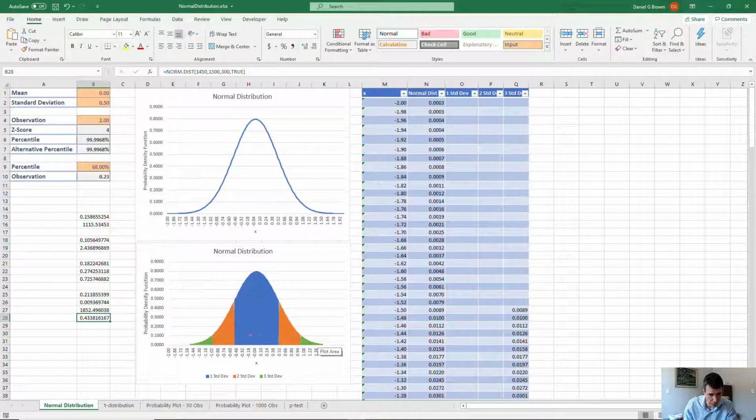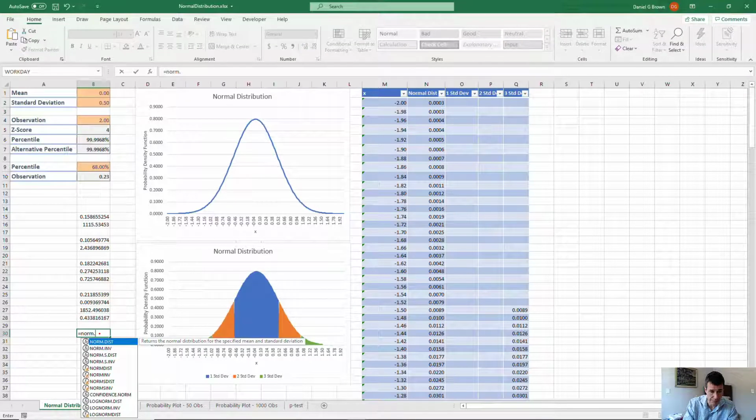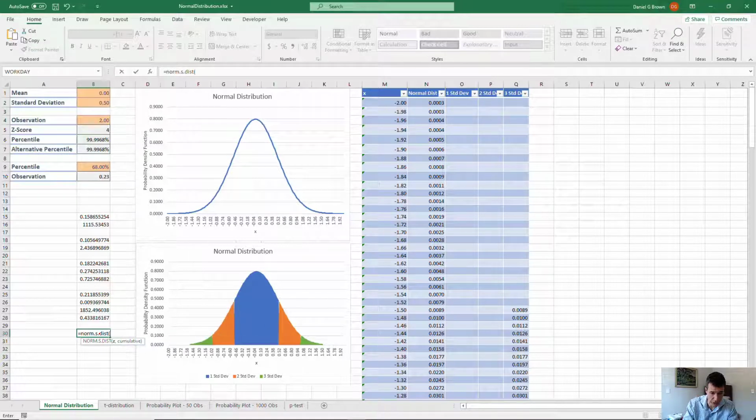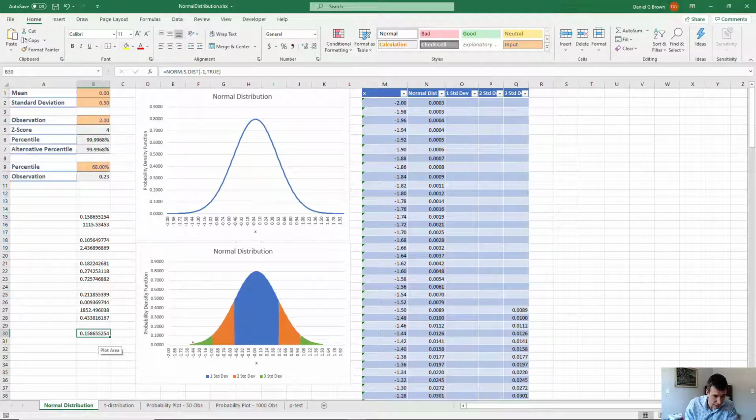We can see here the blue is 1 standard deviation, so about 68% of the distribution is in here. 95 is blue and orange, 99.7 is blue, orange, and green. All right, let's just do it for 1 standard deviation. I'll let you do the rest. So this is 1 standard deviation from the mean. The probability of being below 1 standard deviation from the mean is norm.s.dist, we'll just use the standard normal distribution, minus 1, comma true. So 15.86% is below 1 standard deviation from the mean.